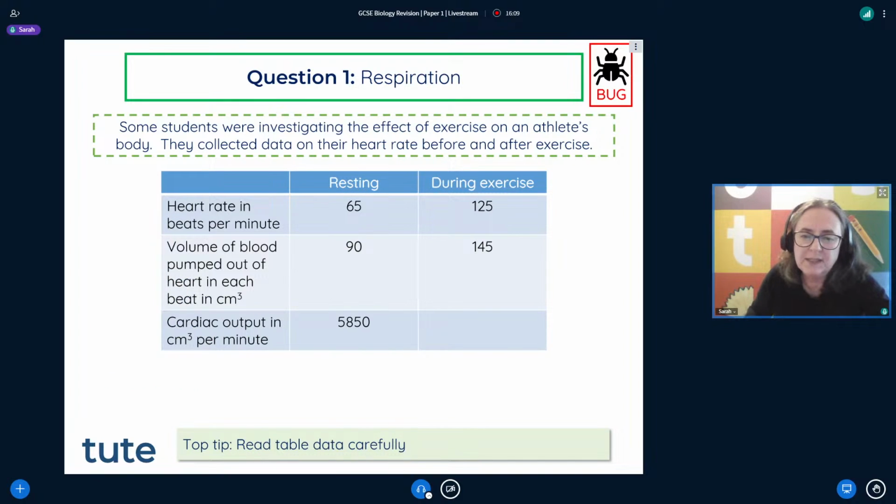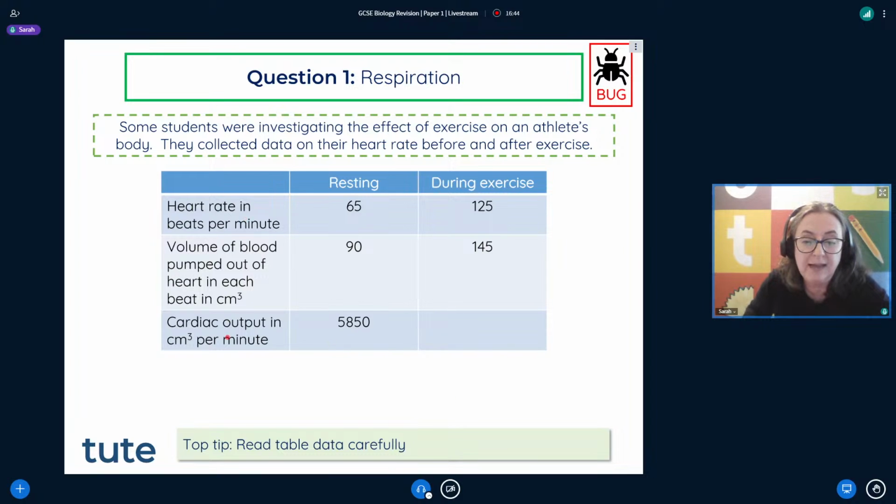Okay, so the second part of this question is setting the scene, setting up a sort of scenario, and a lot of questions in your exams do this. So it says some students were investigating the effect of exercise on an athlete's body, and they collected data on their heart rate before and after the exercise. What you're presented with here is a table, and tables often come up in exams, and the expectation is that you will be able to interpret what's in that table. So it's important to pay attention to what the table is telling you.